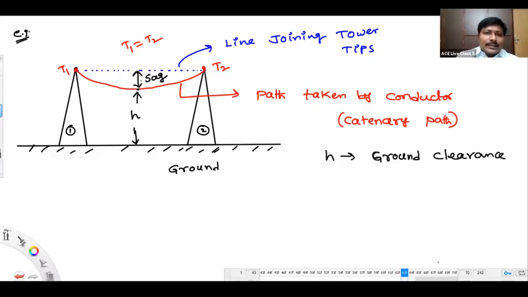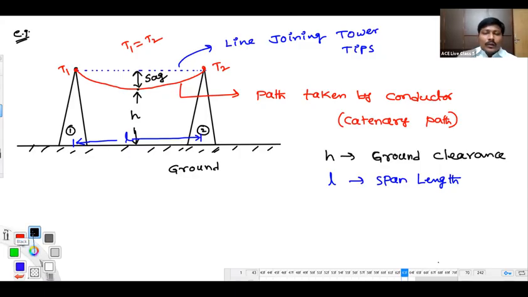And this is going to be called sag, and this is called ground clearance. Let me tell you one more term here. The distance between any two successive towers is going to be called span length. So this is a little about the mechanical construction of a line: sag, ground clearance, span length and all.